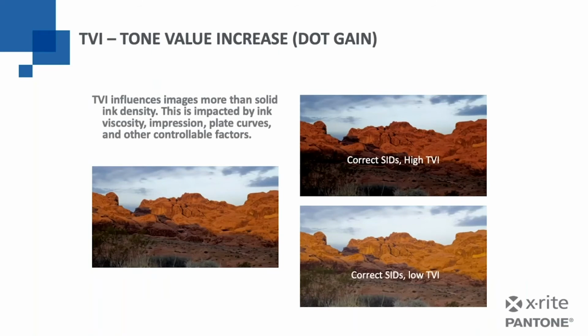Images are made of tints, so TVI is going to have a big impact on those images, even if the solid ink densities are right on target. The two images on the right have the same solid ink densities, but they look very different because the TVI is different and all of their color is in the tints.